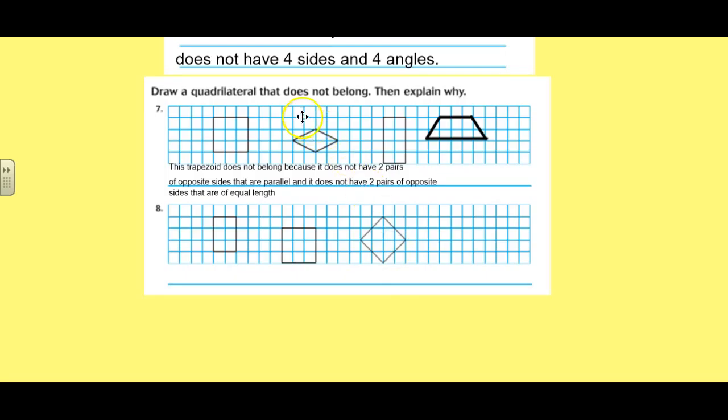It's just turned sideways. You can tell the difference between this rhombus right here and this square. The sides are very different and more slanted. So if I were to take this right here and just turn it on its side, it would actually match just what this square looks like.